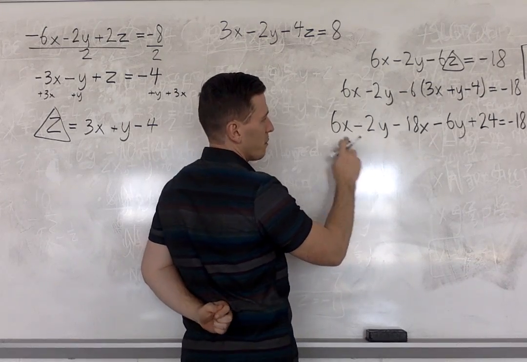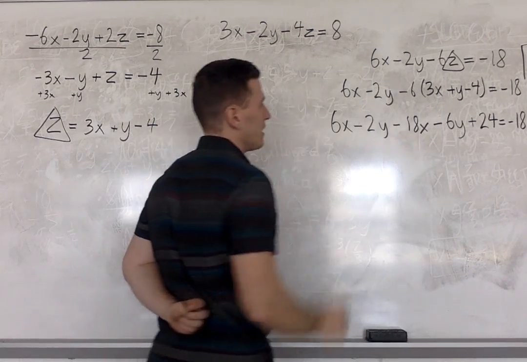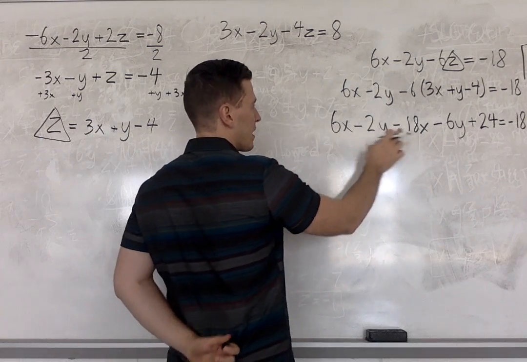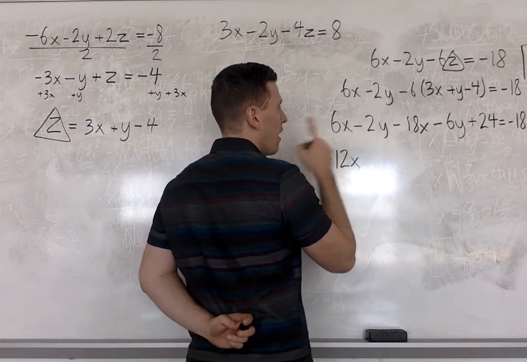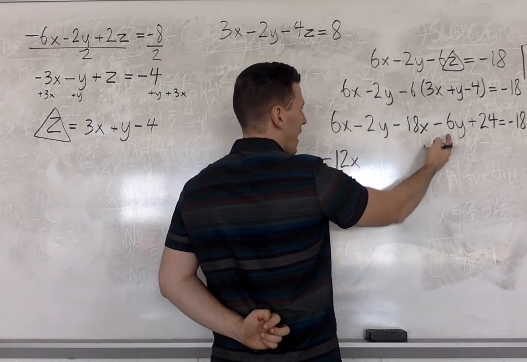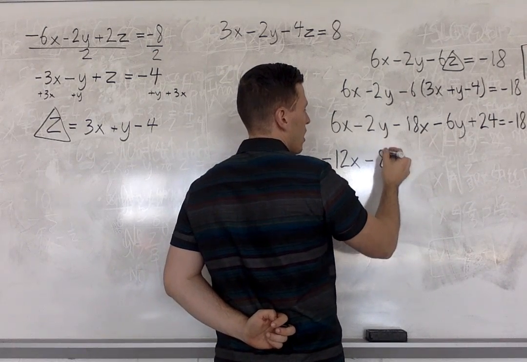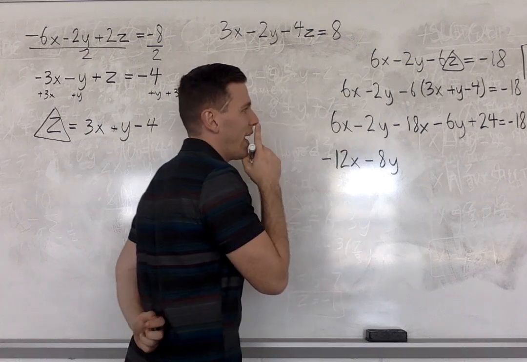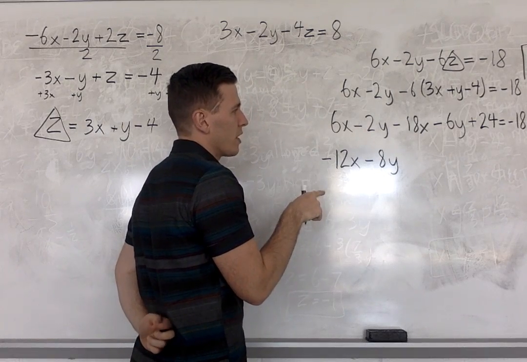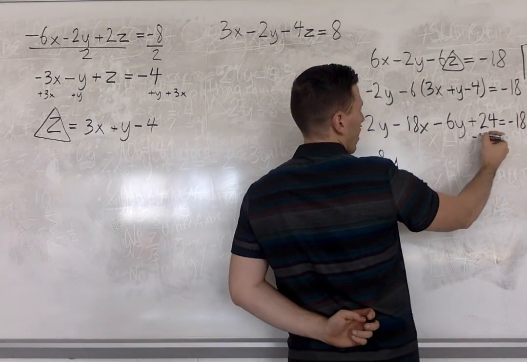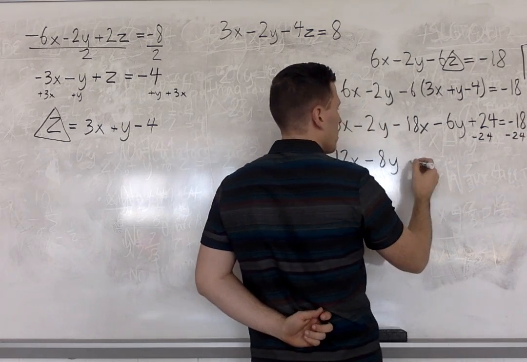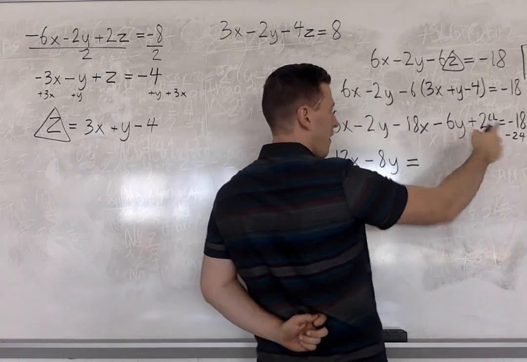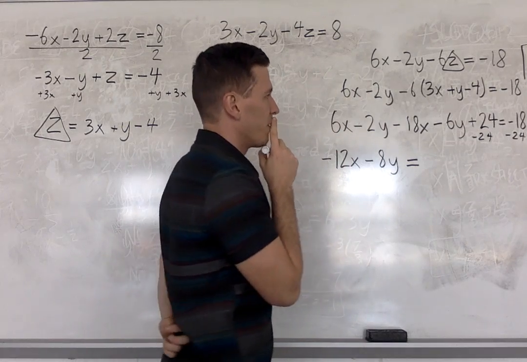Then, looking for like terms, I see 6x and negative 18x. So 6x and negative 18x should come out to, I think, negative 12x. And then a negative 2y and a negative 6y should come out to a negative 8y. And then this 24 is over here. I'm going to subtract it over to the other side, actually. So that's all that's left on this side. And on that side, negative 18 and negative 24.